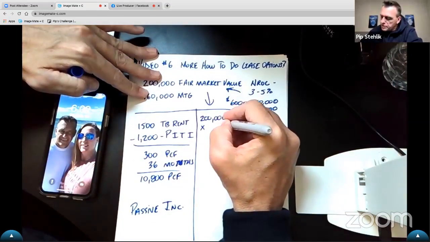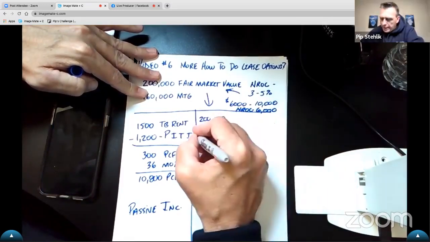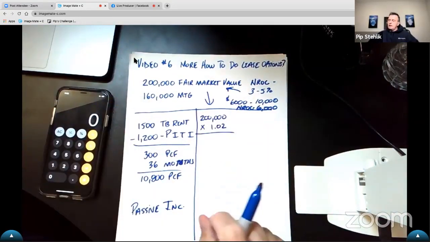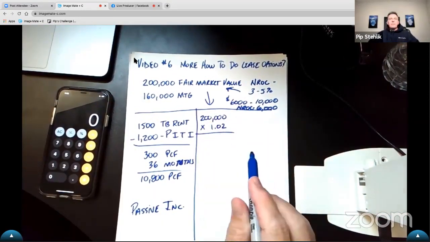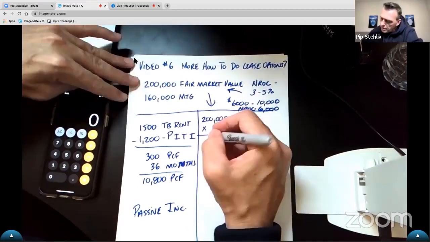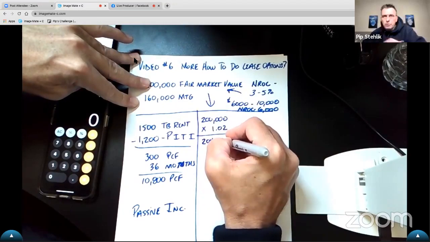I'm going to use a 2% appreciation. So I'm going to say at the end of 1 year, and I don't mean to confuse anybody on the math, but I'm going to take my $200,000 and I'm going to use a 2% appreciation. So I'm going to take this times 1.02. So if you do that math at the end of 1 year, it's going to be roughly $204,000.